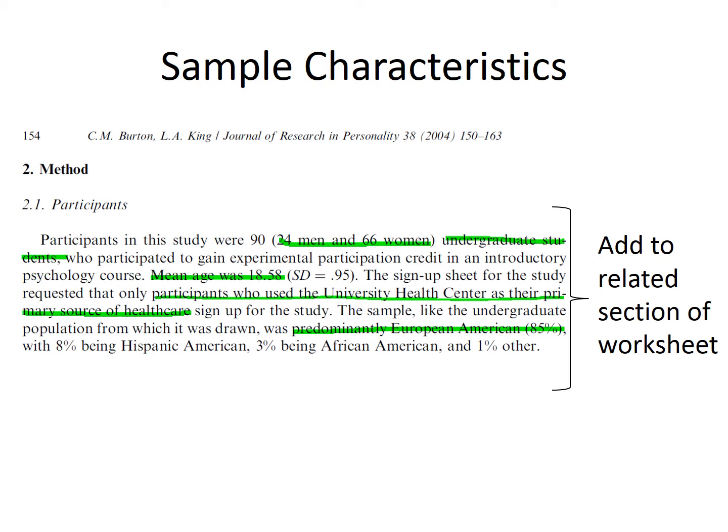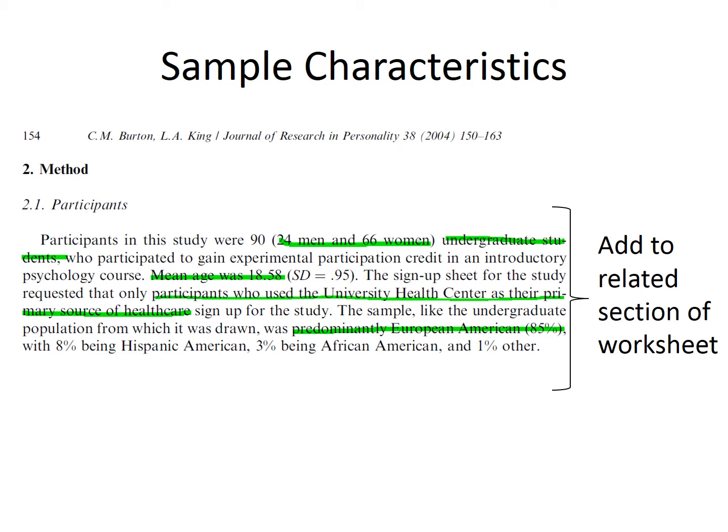So this is what you would record in the corresponding section of the worksheet. We can usually find the information about the sample characteristics in the same section where we found the recruitment information. You might have instinctively moved ahead to add that information in your worksheet. The information about how many participants there were, how many of each gender, age, ethnic representation is pretty clearly identified. You'll want to add that to the related sections of the worksheet if you haven't already.